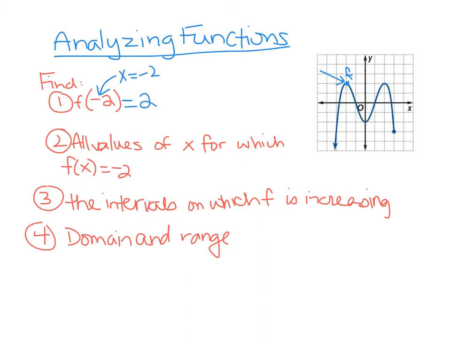Next question, it asks you to find all values of x for which f of x equals -2. So in this case, we want to find x for when y is -2. And if you look at your graph, there's actually a few places. The first one is right here. The next one's right here. And the last one is here.